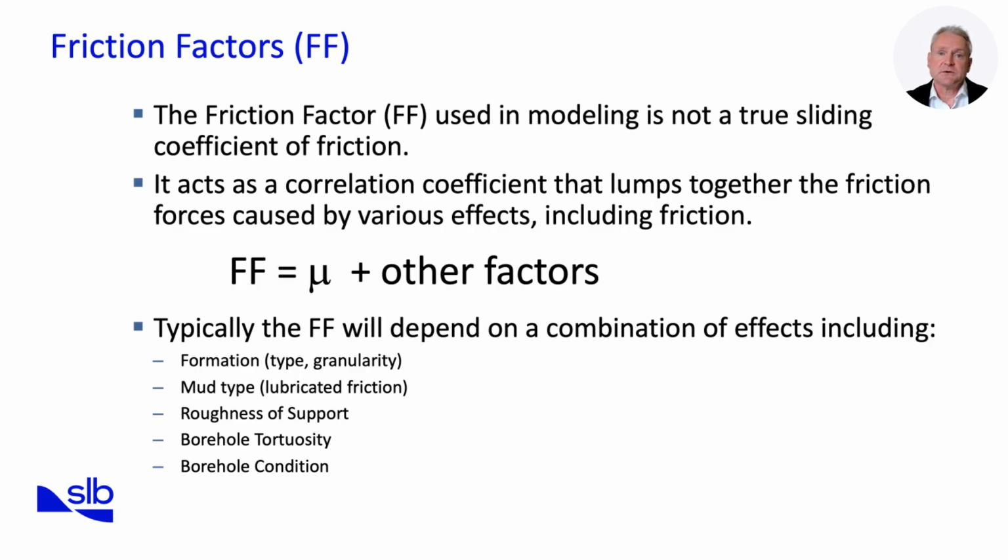Several factors influence friction factor. First, the formation type and grain size determine the natural roughness of the wellbore wall. Second, the type of drilling fluid plays a critical role. Oil-based muds typically reduce friction factor significantly compared to water-based muds due to superior lubricity. Third, borehole tortuosity and support roughness can increase resistance even in relatively smooth wells. Finally, the general borehole condition, including cuttings loading or filter cake, may elevate drag levels.